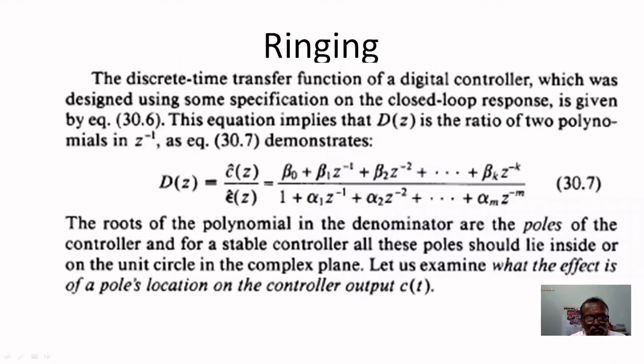What is ringing? Ringing means if your design has some factors, some roots, on the left hand side of the unit circle, then it may have oscillations. That is ringing, which we will see now. Ringing means the controller output will oscillate. If the controller output oscillates, what will happen to the process? Definitely, if the input oscillates, the process output will also oscillate. To avoid that, after designing the controller, if any term exhibits the ringing phenomenon, that term must be replaced by a compensatory term. You can eliminate the ringing effect. So what is the ringing effect? We'll see now.